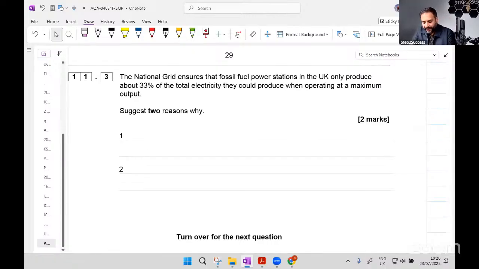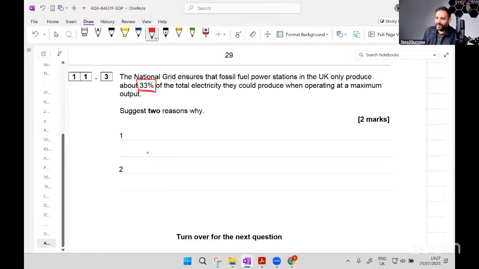Okay, so what we're saying here is that each power station that we have in the country only produces about a third of what it could produce. So we don't max them out. We go, okay, this could produce more, but we're not going to make it do more. Why do they do that?